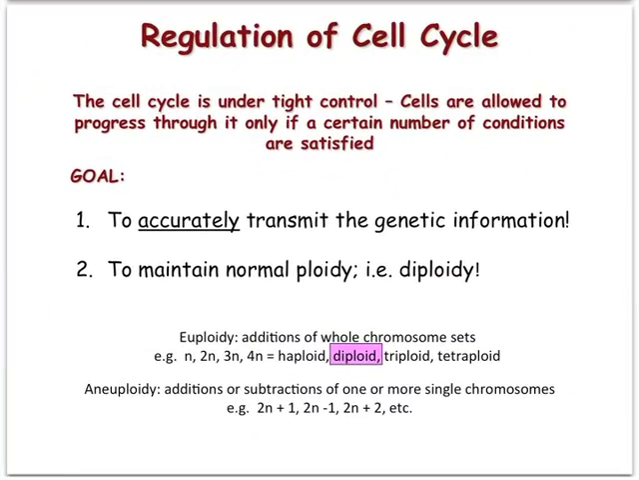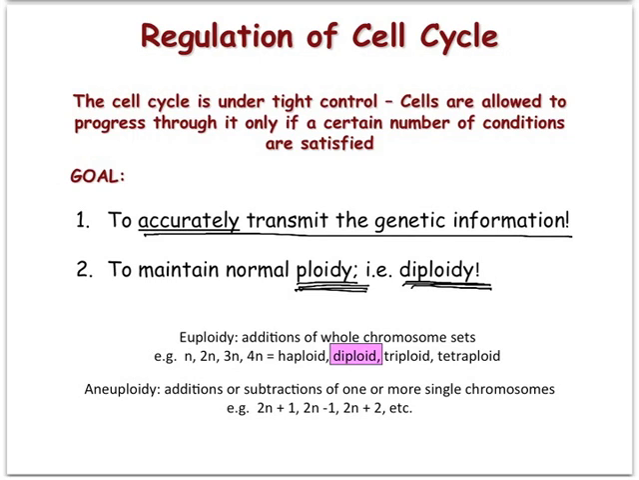Passage through the cell cycle is a process that is very tightly regulated, and that tight regulation allows the cells to accurately transmit the genetic information to the new daughter cells that will be produced. In addition to that, the tight regulation of the cell cycle allows the cell to maintain the normal chromosomal number, also known as ploidy. And in mammalian cells, that number is a diploid number. So the maintenance of diploidy requires a tight regulation of the passage through the cell cycle.